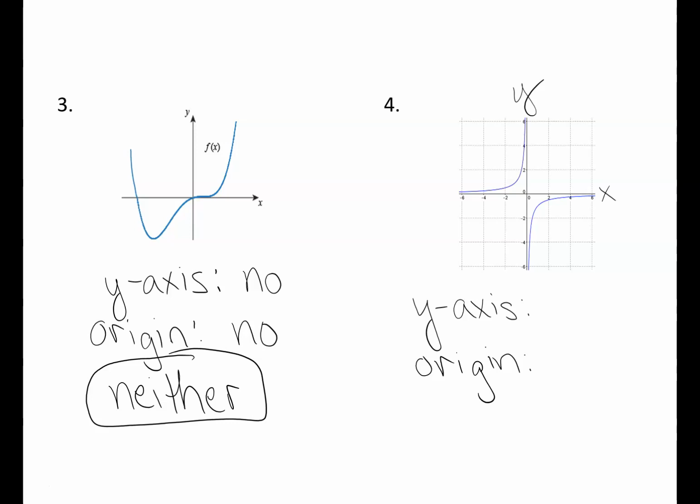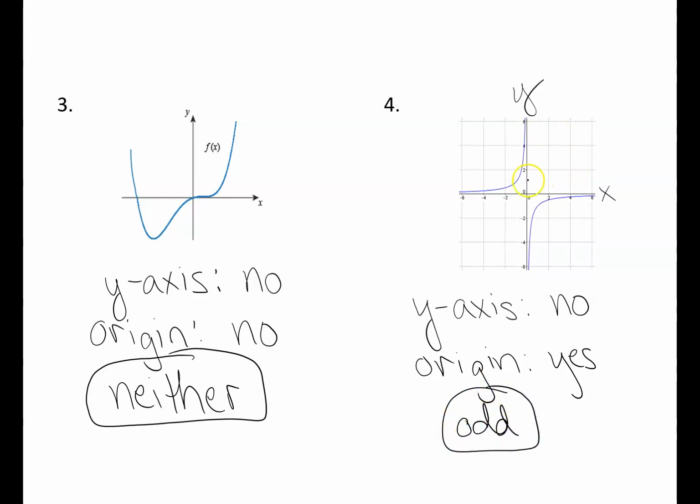Okay, so for y-axis, if we were to fold the right side over the y-axis, it would not coincide with the left side. It does not have y-axis symmetry. Origin, rotate 180 degrees. Turn that paper upside down, and it would look exactly like the original graph. It does have origin symmetry. Therefore, this function is odd.